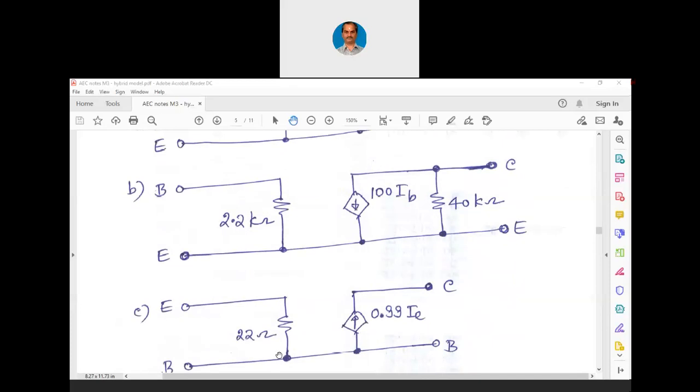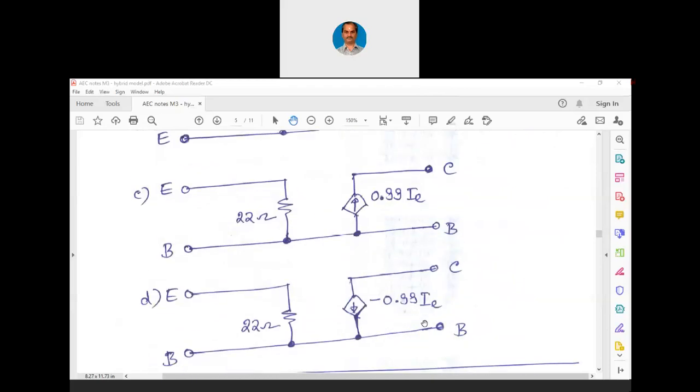In the common base model, we write it as RE itself, that is 22 ohms. And at the output, we write alpha into IE. Alpha we have found out to be 0.99 IE. Now, this is the RE model. Finally, the hybrid model is also the same.